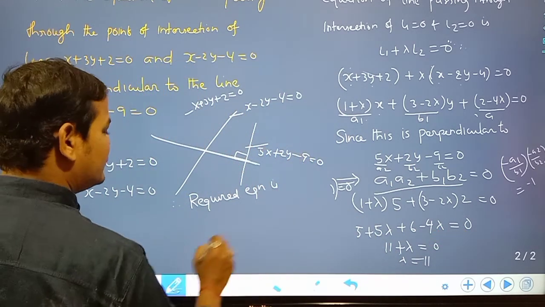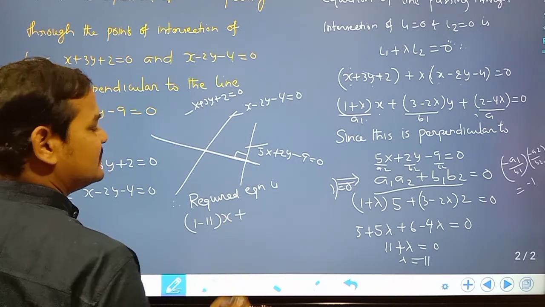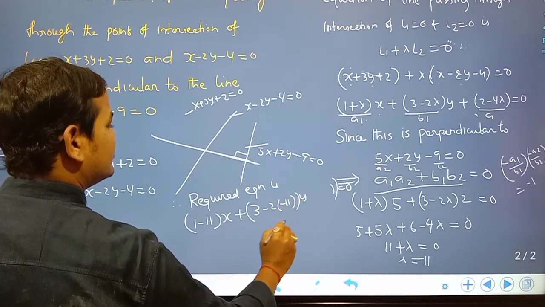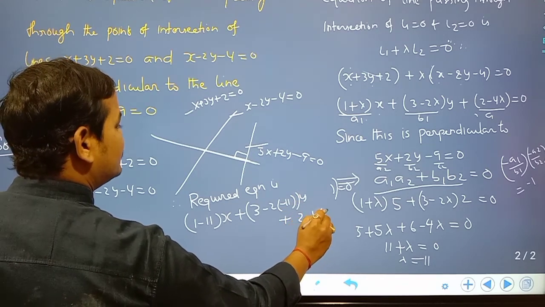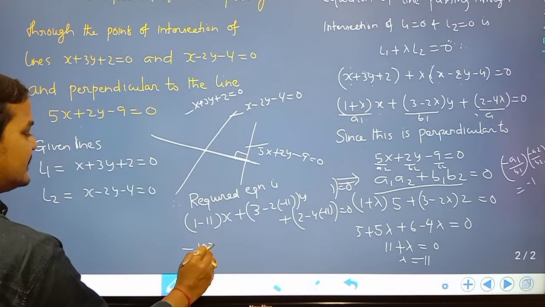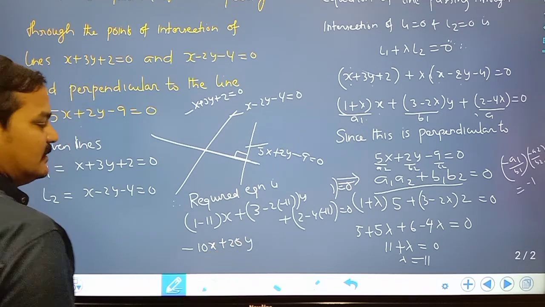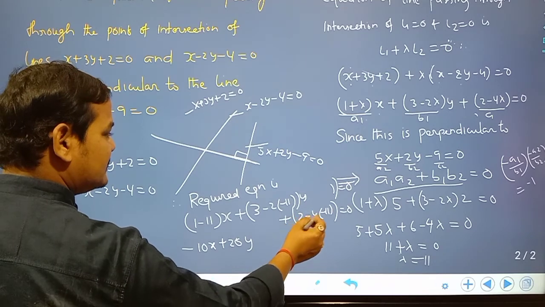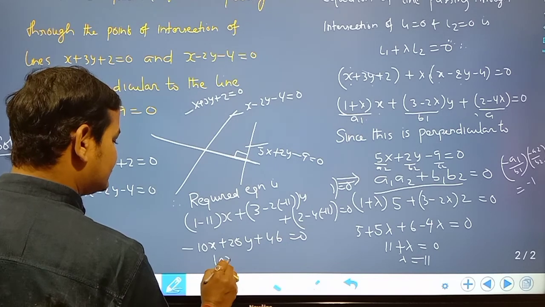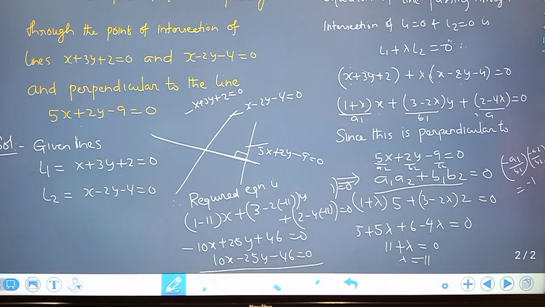Lambda is equal to minus 4, means (1 minus lambda) into x plus (3 minus 2) into minus 11 into y plus (2 minus 4) into minus 11 is equal to 0. That is minus 10x. It is 22, means plus 25y. Next, what is the value: 44 plus 2 means 46 is equal to 0. Write in the order: 10x minus 25y minus 46 is equal to 0. This is the line.